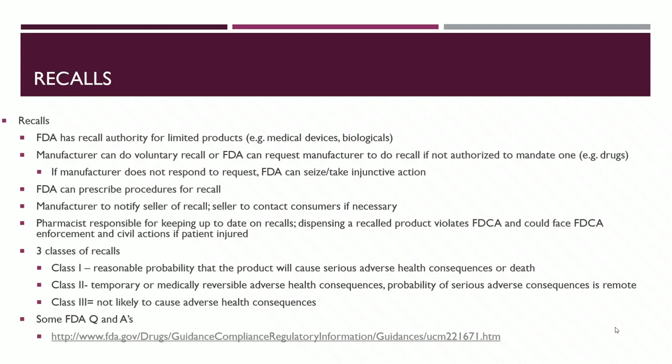So the 3 types of recalls are listed here: Class 1, Class 2, Class 3. Class 3, you can see, is not likely to cause adverse health consequences, whereas Class 1 is where there is a reasonable probability. So that is the most severe. There are Q&As on the FDA's website about recalls. If you want a little bit more background on it, you can go read those.